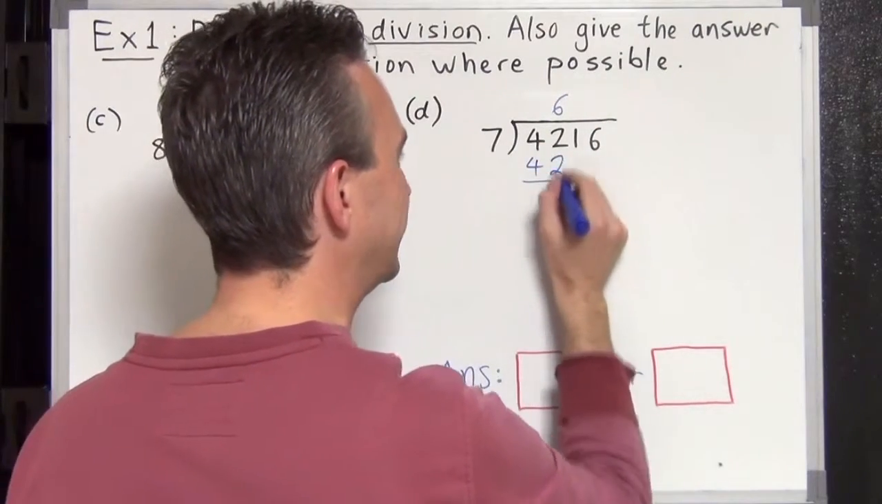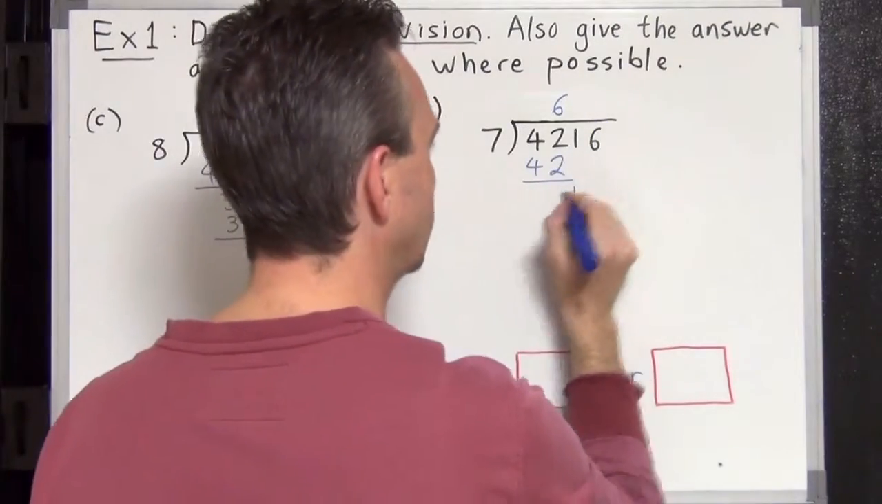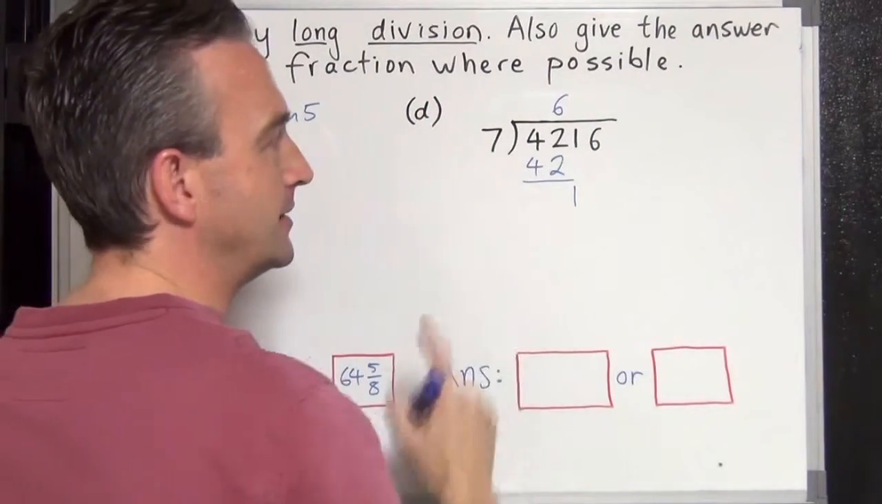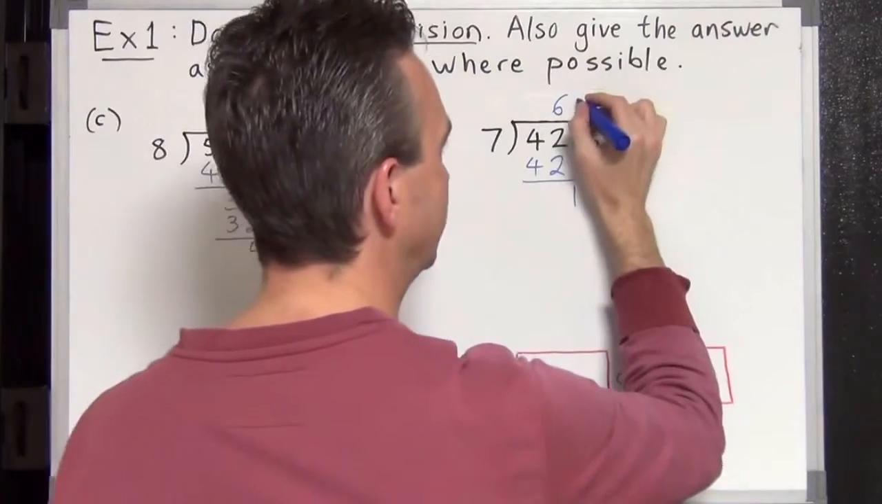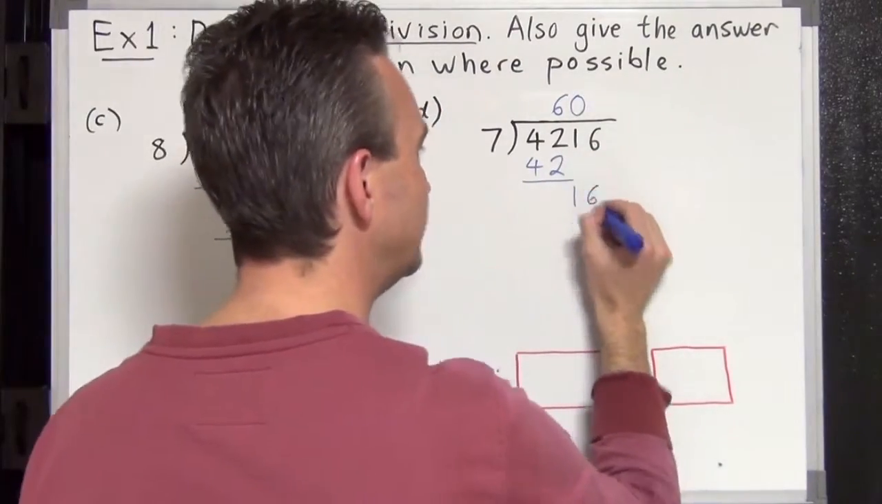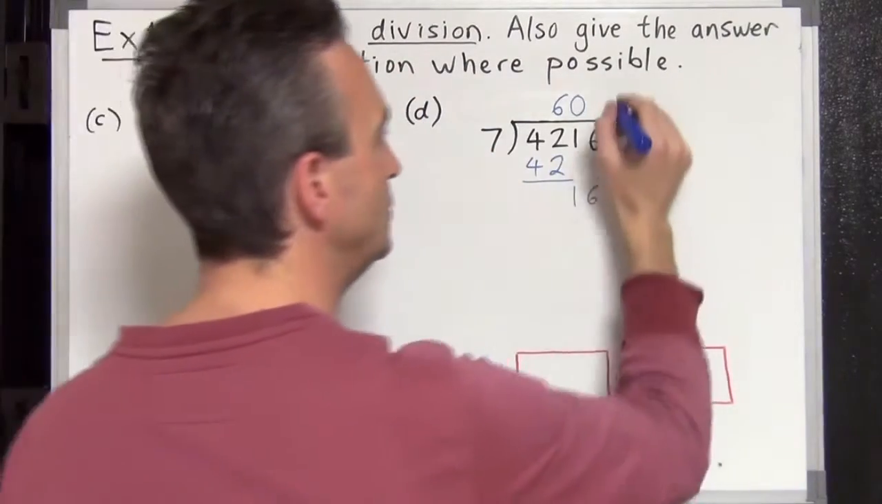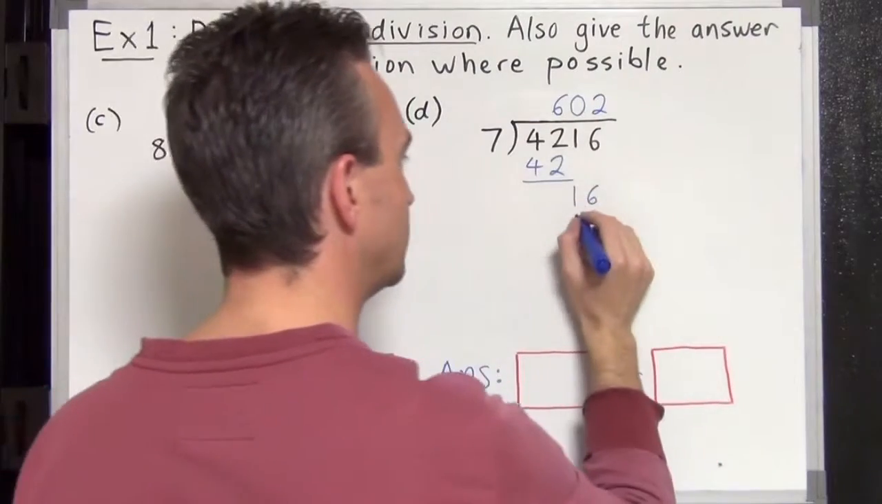Do the subtraction, we get 0. So we need to bring down the next digit, 1. 7 into 1 doesn't go. When this happens, we now have to put a 0 up here. And then we bring down the next number, 6. 7 into 16, does that go? Yes, 7 2s are 14. 2 times 7 is 14.